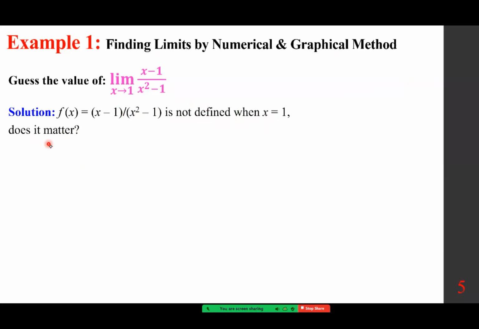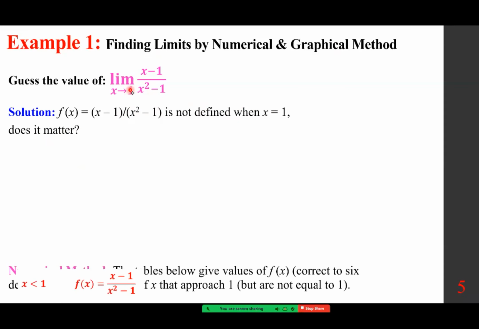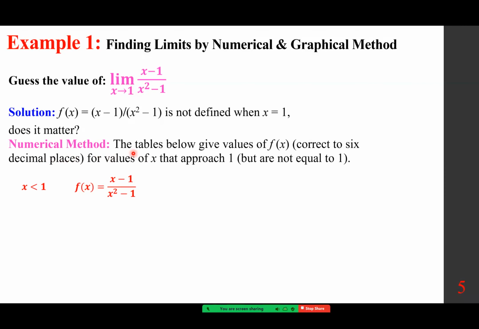Does it matter? And the answer is no. Why not? Because we are not interested in f of 1. We are interested in taking a limit as x approaches 1, which means we never get to 1. So for the numerical method, we're going to make up a table, and it gives us the value for f of x, and we want to go correct to so many decimals, but the x values are not equal to 1.